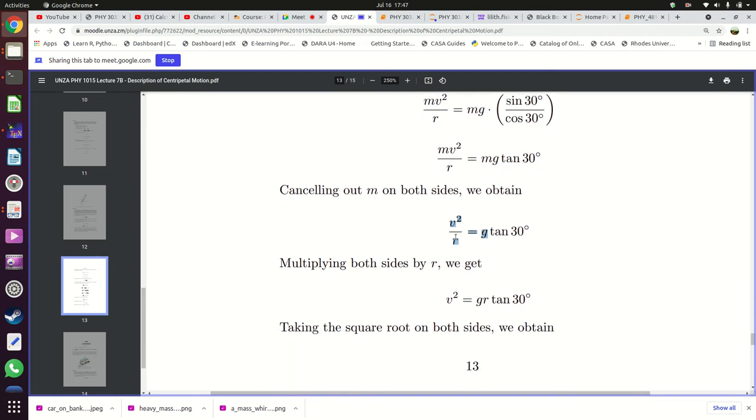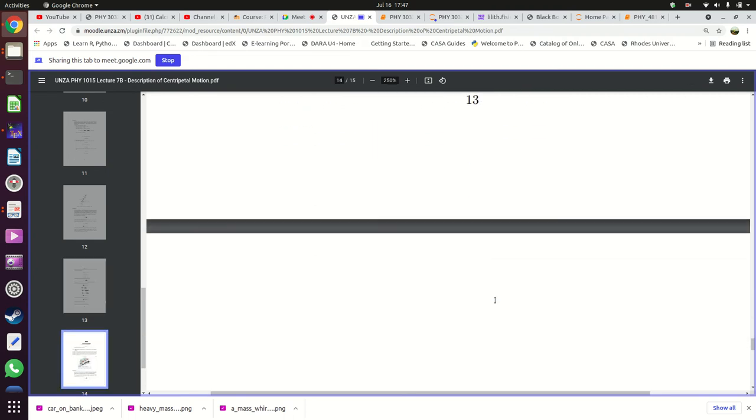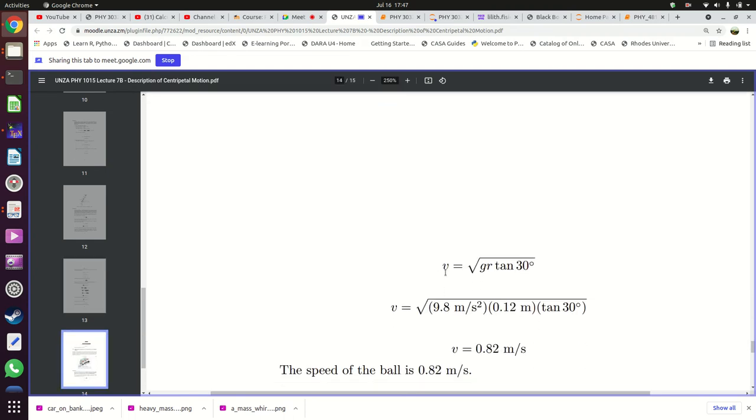So when you multiply both sides by r, you end up having v squared equals g, acceleration due to gravity, r, tan 30. Then take the square root on both sides, and you end up with v equals the square root of g r tan 30 degrees.